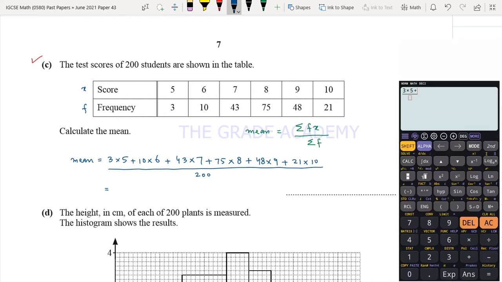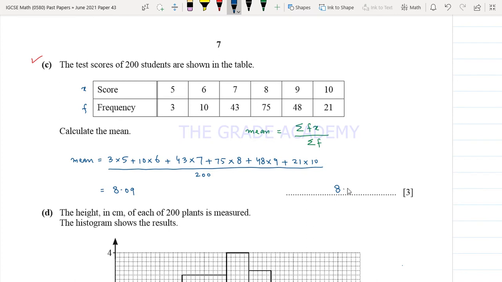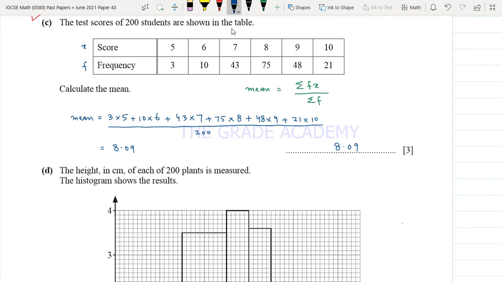3 times 5 plus 10 times 6 plus 43 times 7 plus 75 times 8 plus 48 times 9 plus 21 times 10, divided by 200. So this is 8.09. So the mean is 8.09.